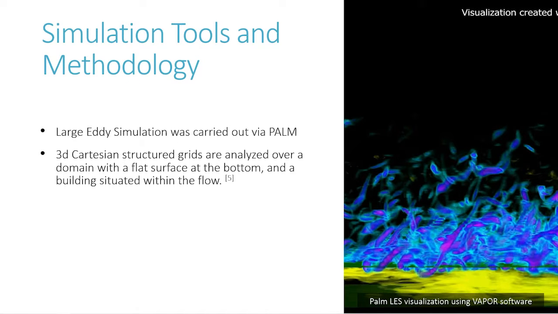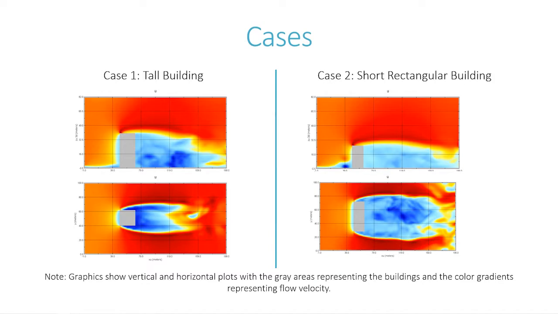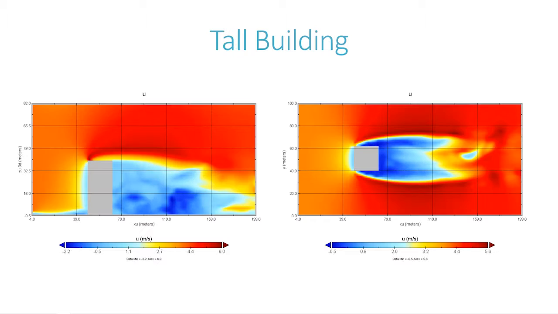I used PALM to carry out my large eddy simulation, and it uses 3D Cartesian structured grids that are analyzed over a domain with a flat surface at the bottom, and the two buildings will be situated within the flow. The two cases that I analyzed are the tall building and the short, rectangular building. So we'll start off with the tall building.